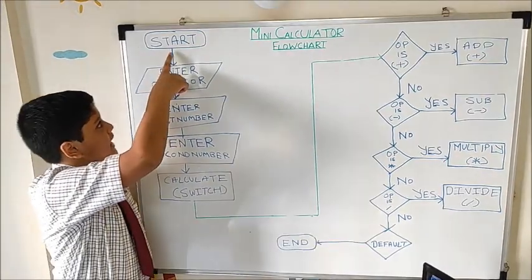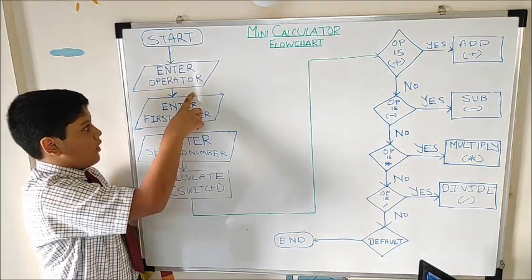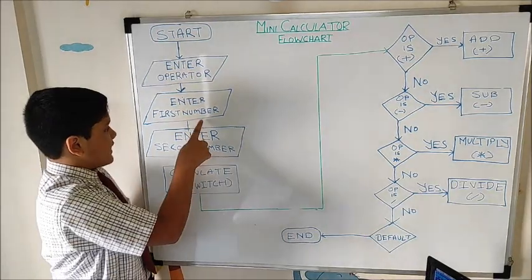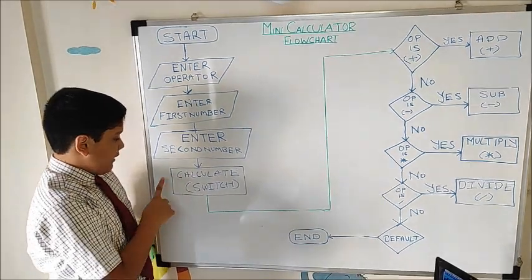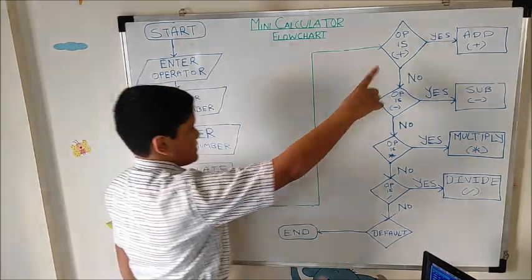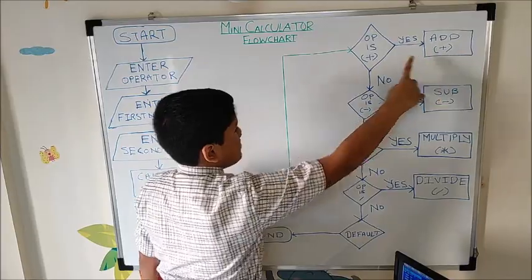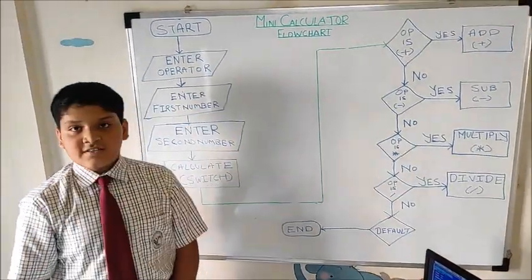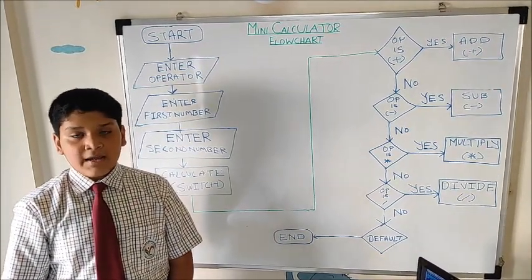So to start the process, I have to press the start and stop box. After that, I have to enter the operator, which is plus, minus, multiplication and division. After that, I have to enter the first number and after that, I have to enter the second number. After the input is done, I have to enter the calculate process. The calculate process will check. If the operator is plus, it will go to the addition process. If the operator is incorrect, it will show the default option and end the process. So this is the flowchart of my mini calculator. Now I will demonstrate this on my laptop.